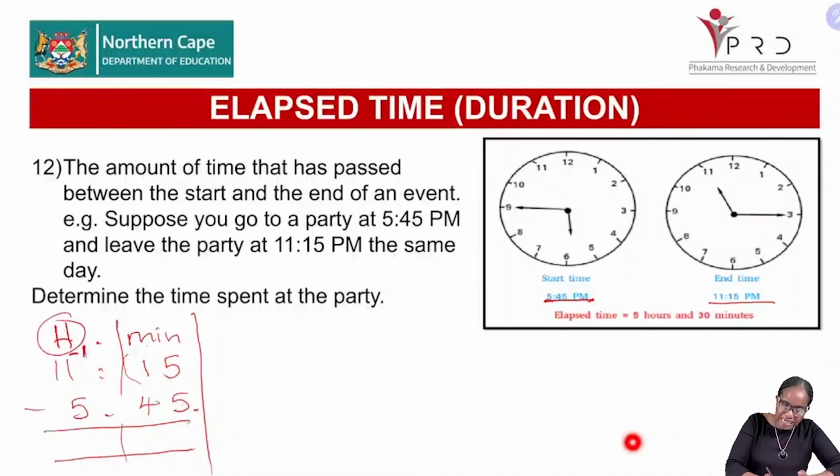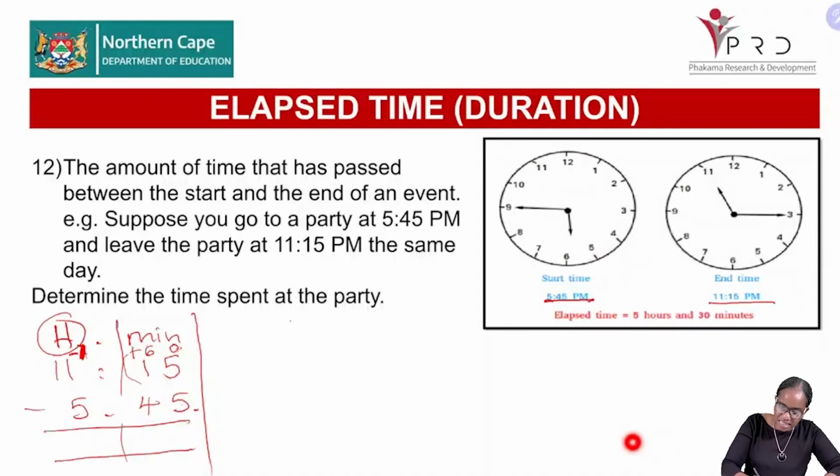After borrowing an hour from the hours column, we add this hour to the minute column. And when 1 hour moves from the hour column to the minute column, the hour is now 60 minutes. It's no longer 1. It's 1 hour on the hours column, but when it comes to this side, it becomes 60 minutes. Therefore, 60 plus 15 will give us 75.